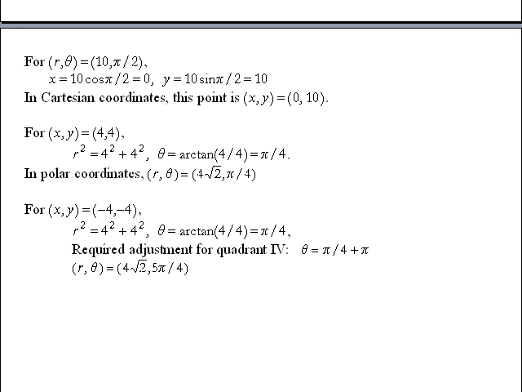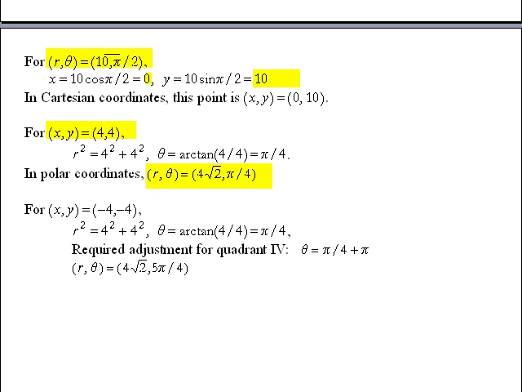Okay, just to practice changing from polar to Cartesian coordinates and back, say you have the polar coordinate form where r is 10 and theta is pi over 2, then x is 0 and y is 10, just by substituting into the forms x equals r cosine theta and y equals r sine theta. If x and y are 4 and 4, you can find your polar form. r equals 4 root 2 and theta is pi over 4.